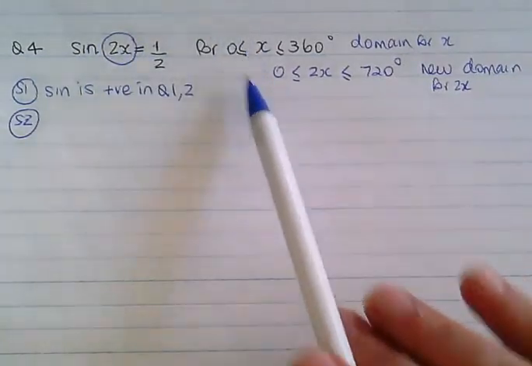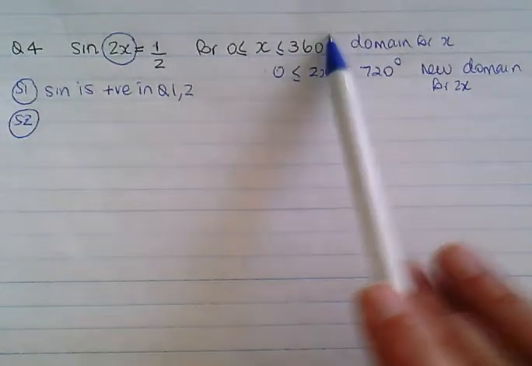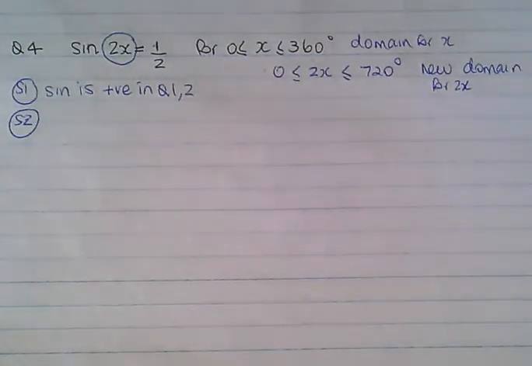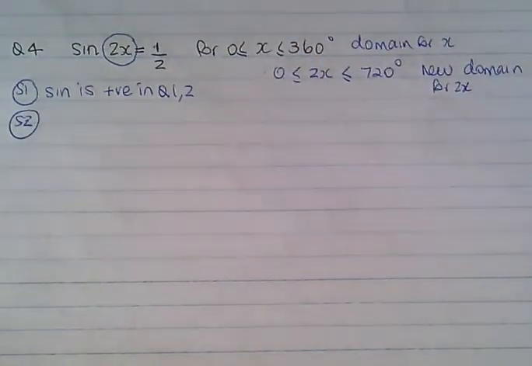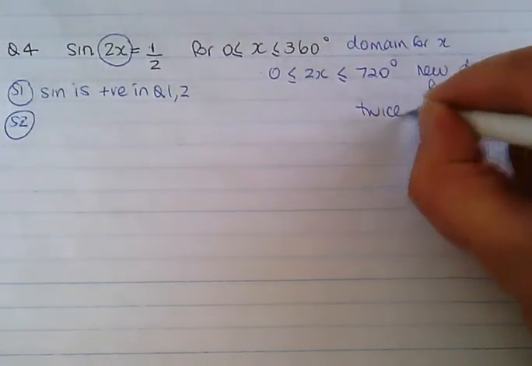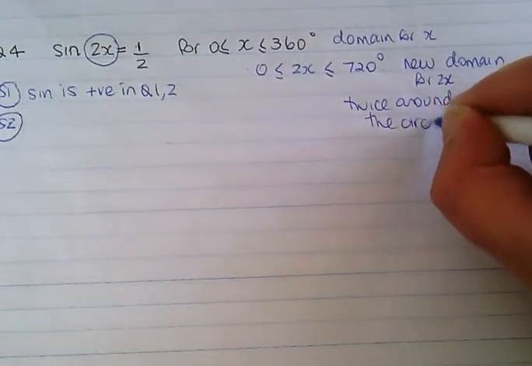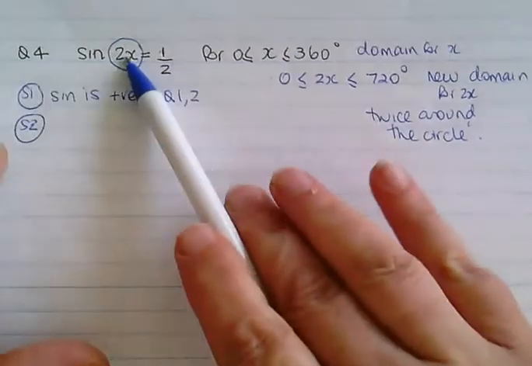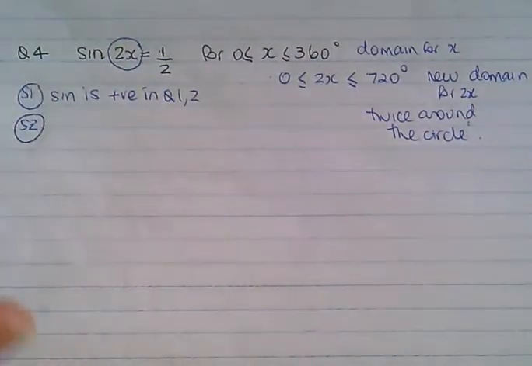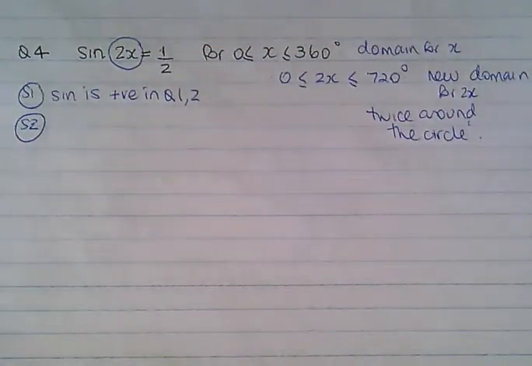Sine of 2x is a half. For x lying between 0 and 360, that means 2x lies between, multiplying everything by 2, 0 and 720. You know what that tells me? Go twice around the circle. Twice around the circle. That's what we've got to do when we come to get the solution. So if you see this with a 2x, not an x squared, that's different. Sine squared x would mean something else.